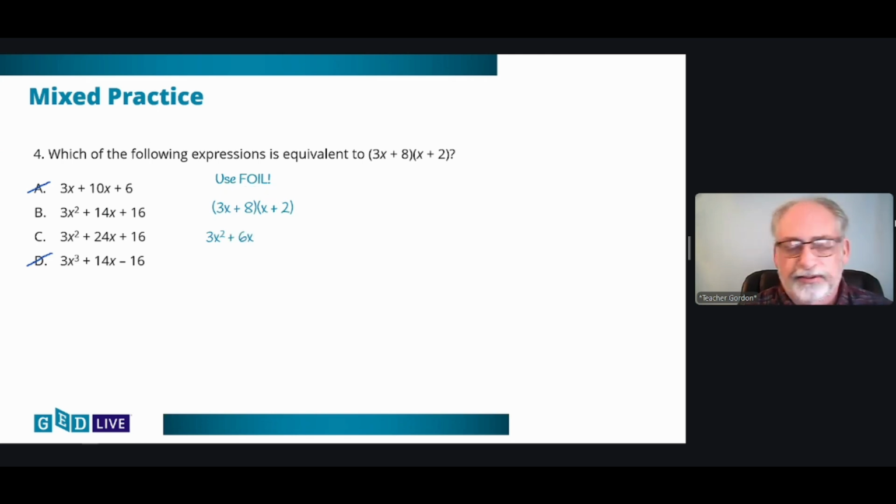Okay, now we're not done. We still have some more x's to deal with. The inner. 8x. Right? 8 times x. And then last, positive 8 times positive 2. So that's positive 16.